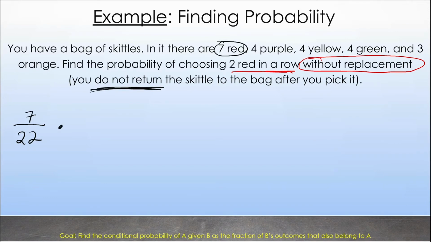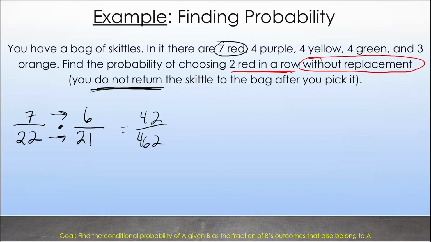But on the second draw, so on the first draw I draw out a red and I eat it. So on the second draw, I have 1 less red Skittle because I just ate it. So that gives me 6 Skittles. And that also means I have 1 less total Skittle, so I have 21. So now we can say 7 times 6 is 42. 22 times 21 gives me 462. So all I'm doing is multiplying straight across here.